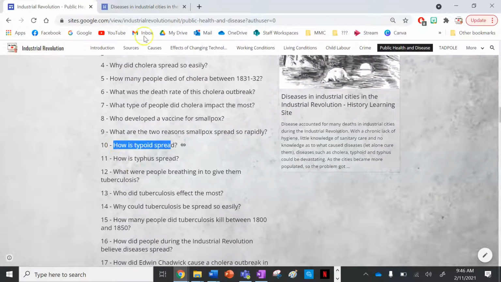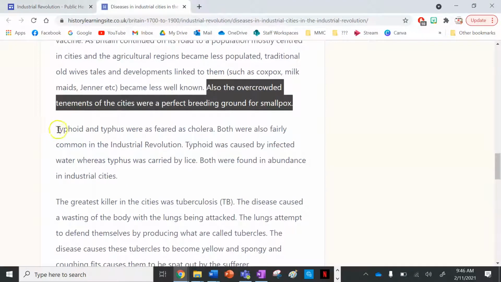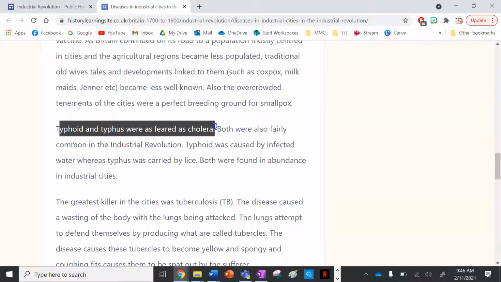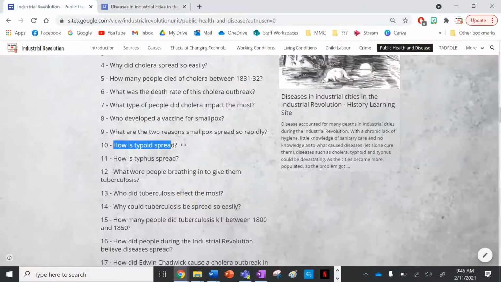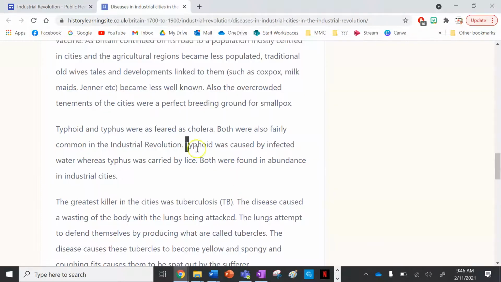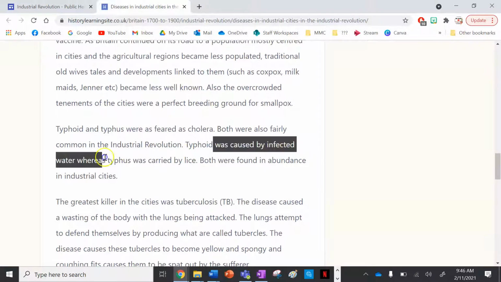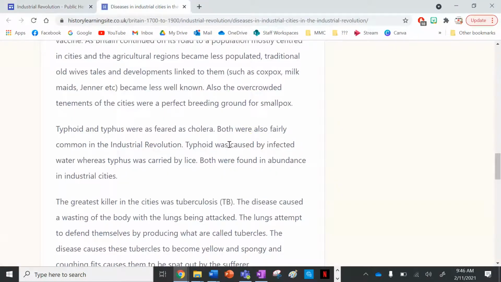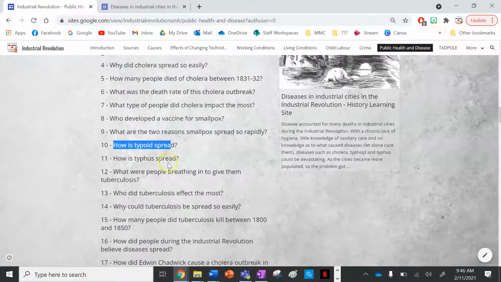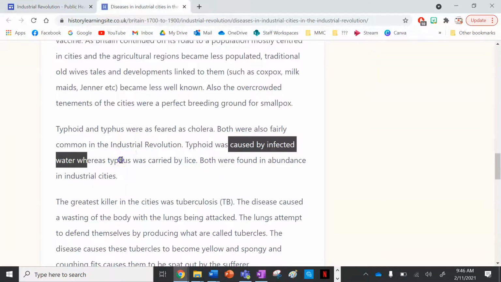Number 10, how is typhoid spread? We go down here. We've got a paragraph on typhoid and typhus. Typhoid, I'm looking for typhoid, that's good. It was caused by infected water, and then typhus was carried by lice. So that's 10 and 11. So typhoid is spread by infected water, and then number 11, typhus is spread by lice.